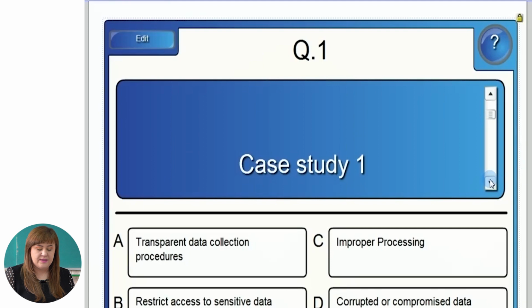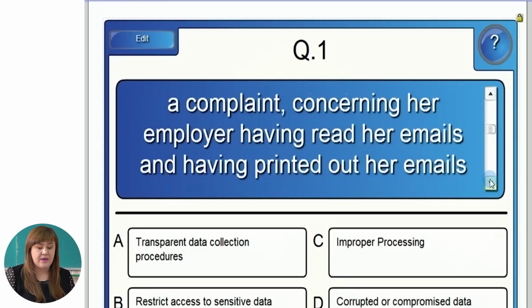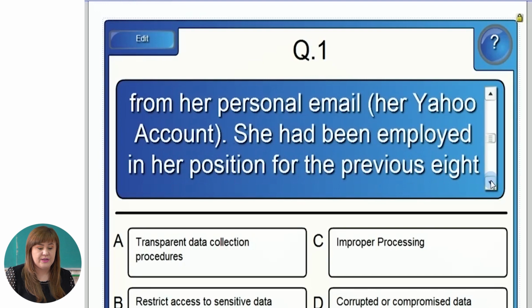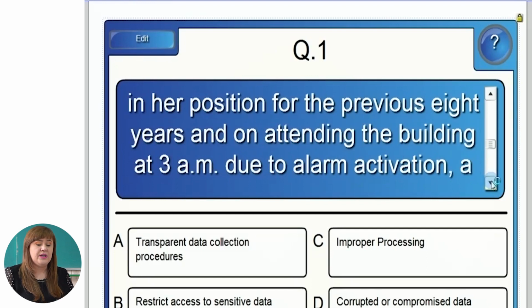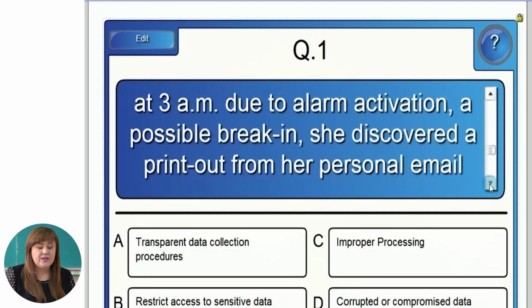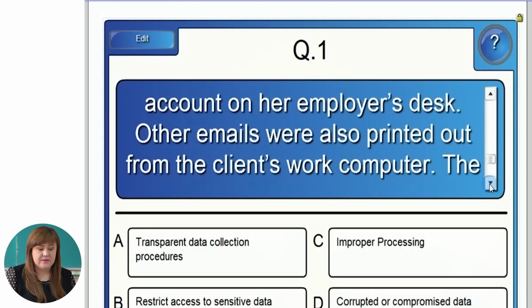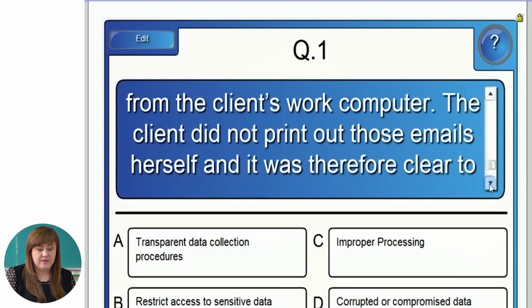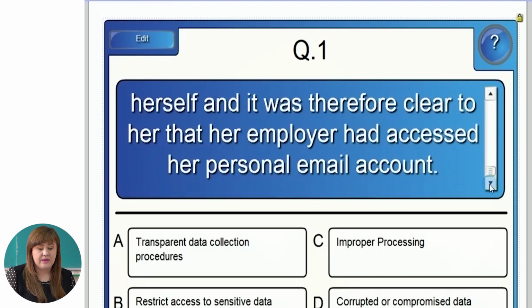Identify which data privacy policy is not being protected in the case study 1. A client contacted the firm regarding a complaint concerning her employer having read her emails and having printed out her emails from her personal email, her Yahoo account. She had been employed in her position for the previous 8 years, and on attending the building at 3 a.m. due to alarm activation, a possible break-in, she discovered a printout from her personal email account on her employer's desk. Other emails were also printed out from the client's work computer. The client did not print out those emails herself, and it was therefore clear to her that her employer had accessed her personal email account.